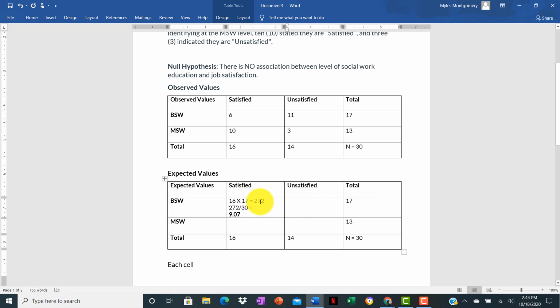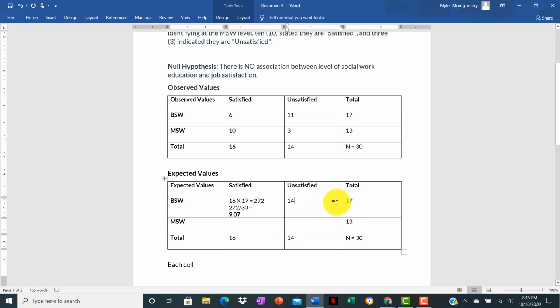Now, can you imagine if I showed you what we did here, and I said, you're going to do the same thing on this one. Do you know what to do next? Well, all you have to do is follow the previous steps. For this particular cell, which is at the intersection of BSW and unsatisfied, our first value is going to be 14, because that's at the end. See 14 right there?